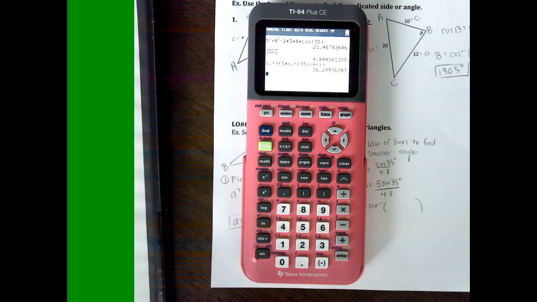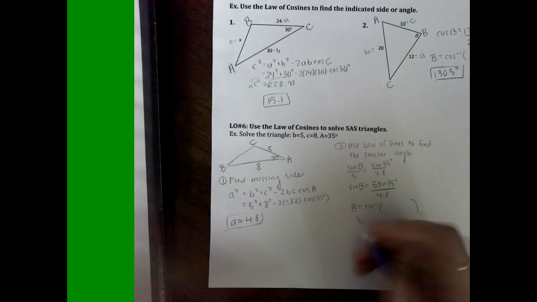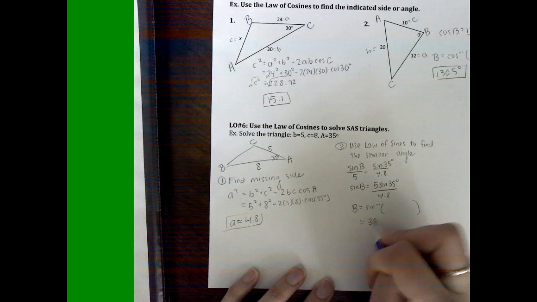And I'm getting 36 point, if you round this, 0.3, 36.3. So B is approximately 36.3.